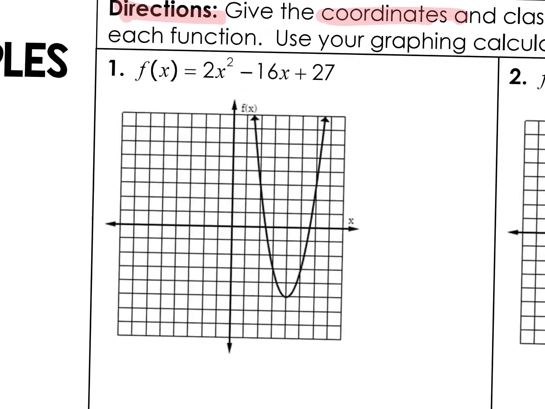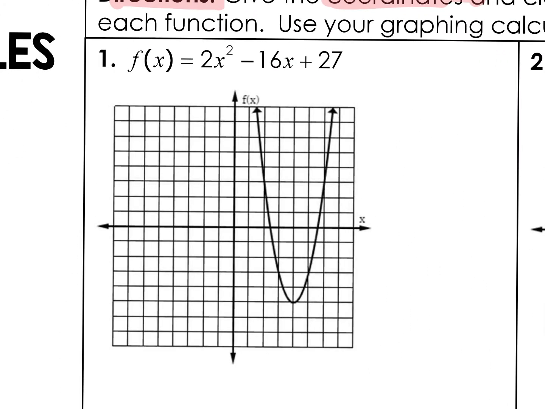So let's look at number 1. Number 1, we've got a function, we've got the graph of the function. So remember, extrema are points where the graph changes direction. So it looks like I'm going down, down, down, and it looks like right here is a point where I change direction and I start moving back up. So this is going to be our extrema.